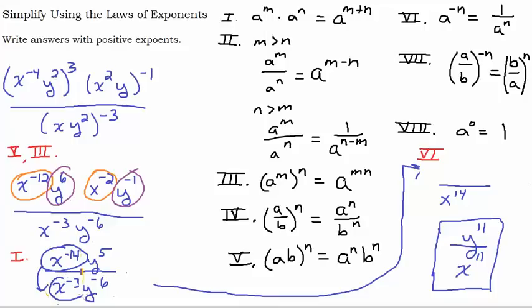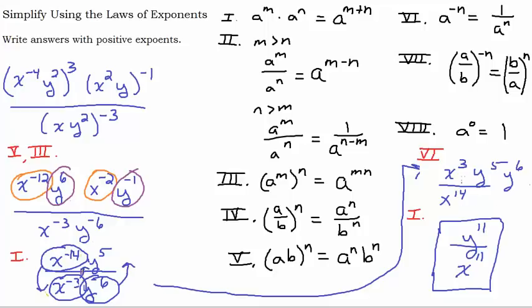This x to the negative third, I'm going to move that to the top, and it's going to become x to the positive third. That y to the 5th is positive, so it stays there. This y to the negative 6th, I'm going to move that to the top, and it's going to become y to the positive 6. So if you did it that way, notice your next step, you would use rule number 1 to add the 5 plus the 6 and get y to the 11th.